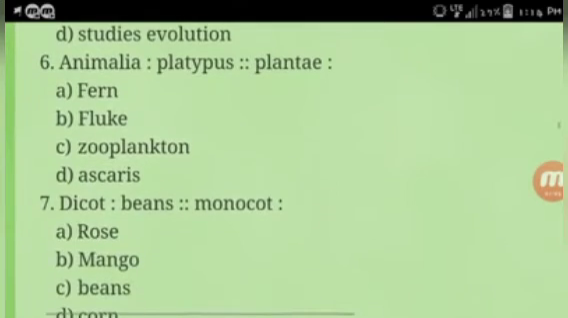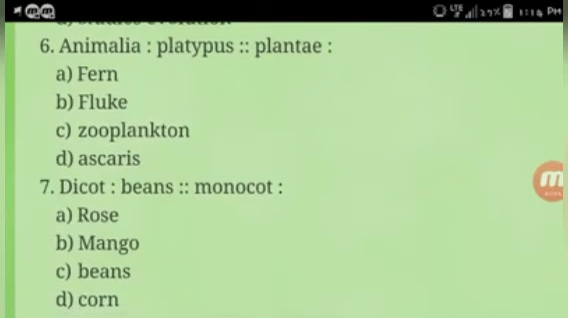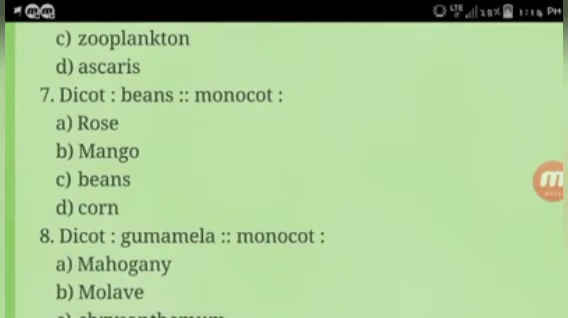Next, number 6, Animalia, Platypus, Plantae, Fern. Letter A. Next, dicot, beans. Monocot is corn. So here dicot has 2 cotyledons and monocot has 1 cotyledon.